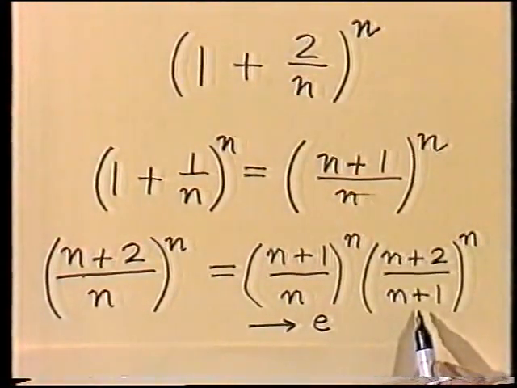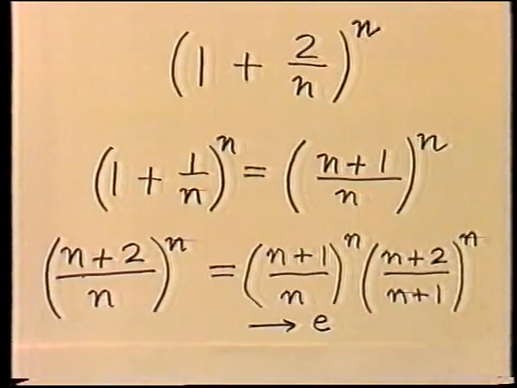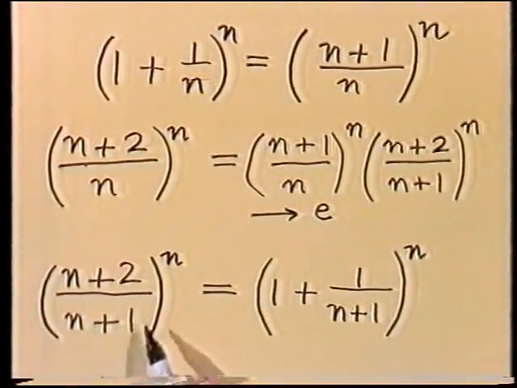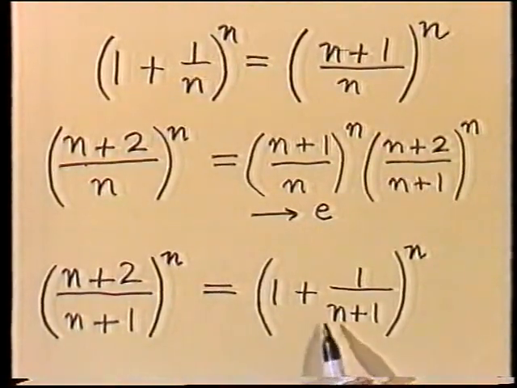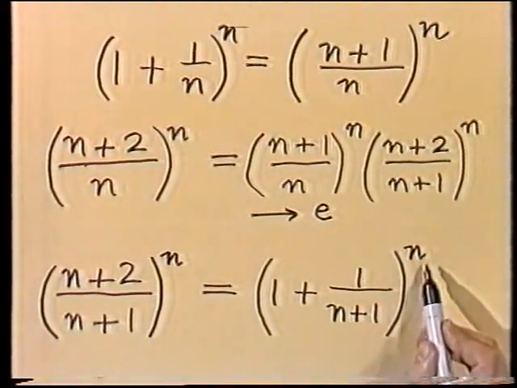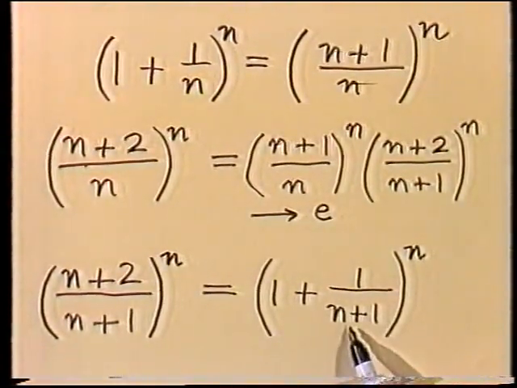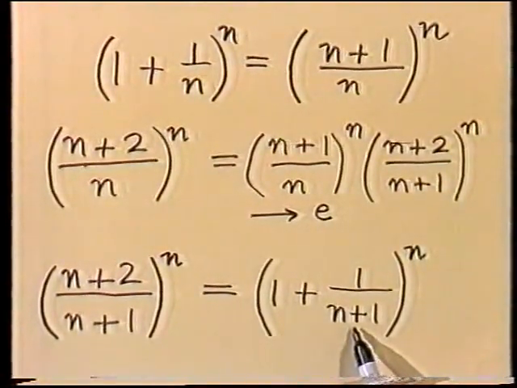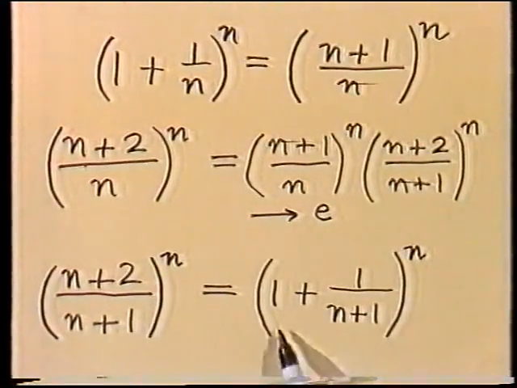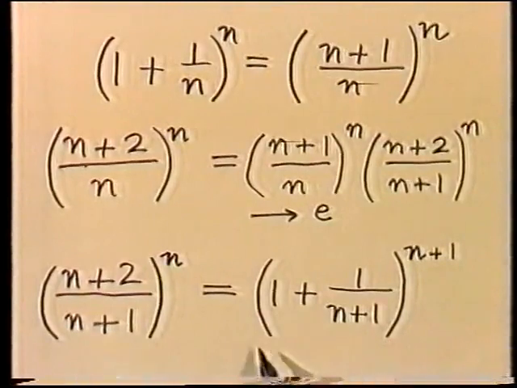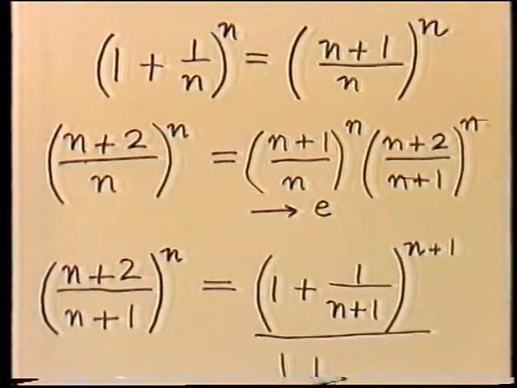How do we do that? Well, we can write this term in the following way. ((n + 2)/(n + 1))^n is (1 + 1/(n + 1))^n. But now we've got a problem, because this n and this n + 1 are different. However, if we multiply this by 1 + 1/(n + 1), we get an extra 1 up there. But of course, we must divide through by the same thing.